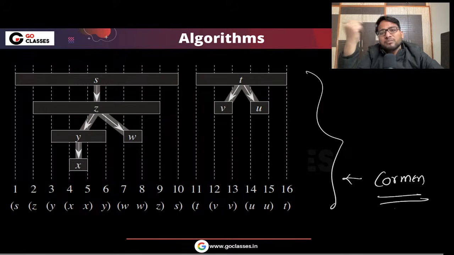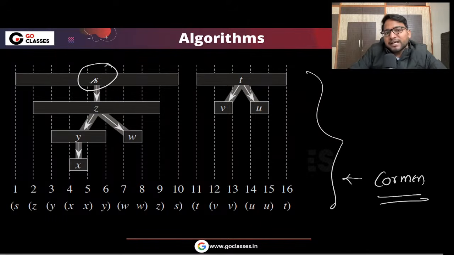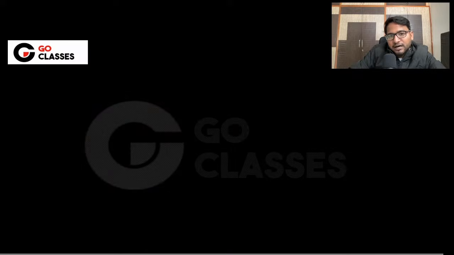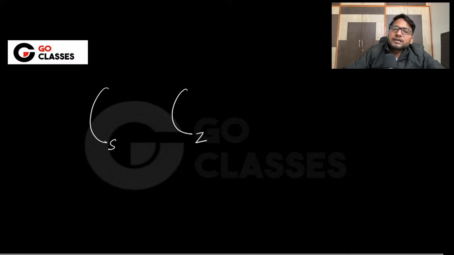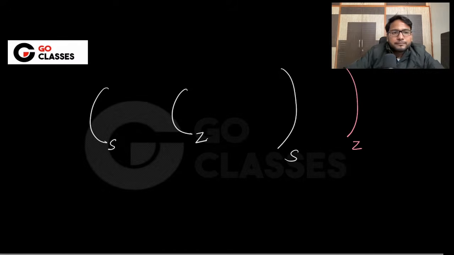Now, why is this theorem so important to solve GATE questions? I will tell you. There are many questions they have asked just based on this theorem. See, if S has started and after that Z is there, can it be the case that S is finished and Z is not yet finished? Tell me, is this kind of parenthesis possible? Is this possible?